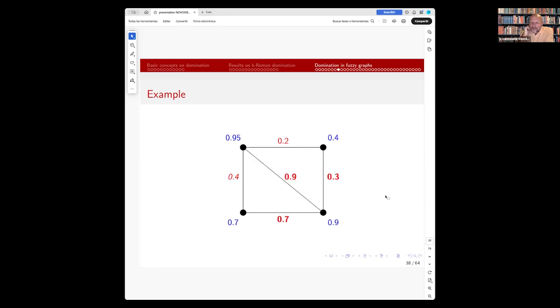If we add this new edge to the graph, of course, this edge is a strong edge because this is the maximum value in the graph of the function mu. But the edge on the left, which was a strong edge before, now is not, because you can have this path joining the end vertices that has a connectivity strength equal to 0.7, which is greater than the strength of the edge.